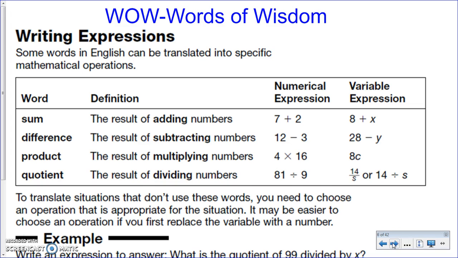The second page here, writing expressions. Some words in English can be translated into specific mathematical operations. So we have sum, which is the result of adding numbers. So for example, 7 plus 2 or 8 plus x. Difference, the result of subtracting numbers, 12 minus 3 or 28 minus y. Product, the result of multiplying numbers, 4 times 16 or 8 times c. And quotient, the result of dividing numbers, such as 81 divided by 9 or 14 divided by s.